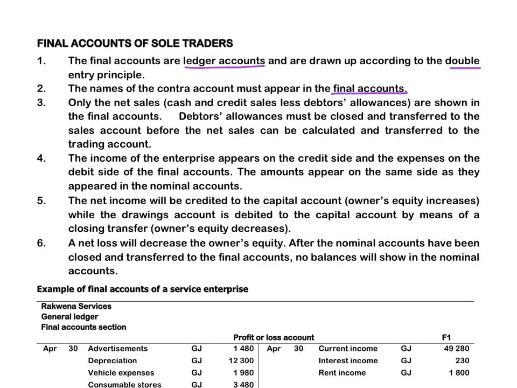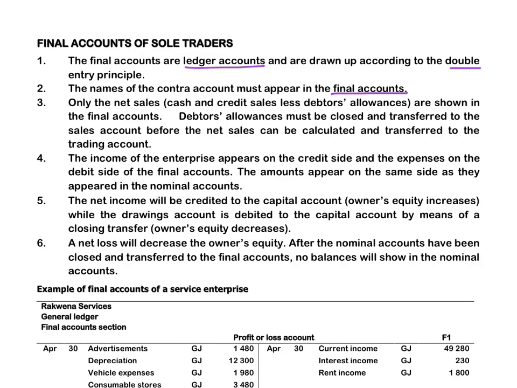That means if you transfer salaries and telephone, water, electricity to the final accounts, in the final accounts you must indicate what the expense is. So you will say salaries, trading stock deficit, etc.